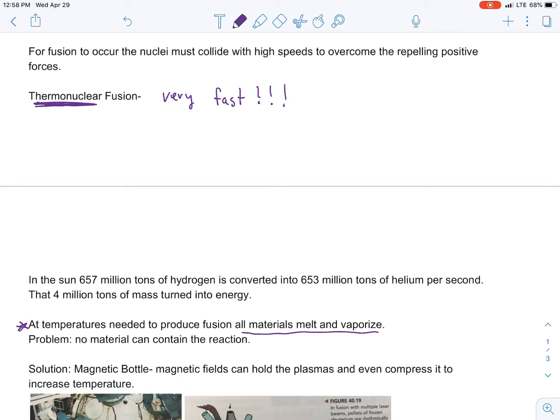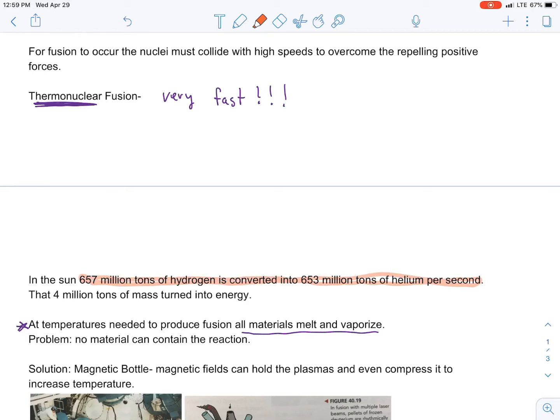All right. Here's just a thing. This is our sun. There's 657 million tons of hydrogen converted into 653 million tons of helium per second.